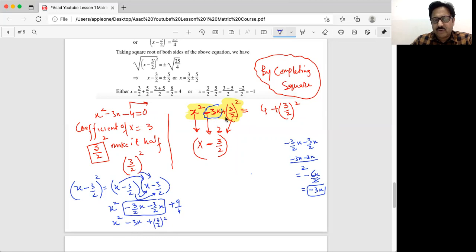Now compare these two things. Is it not exactly equal to this thing? So it's exactly equal to this thing. That's why I took it equal to this thing. मैंने इसको इसके बराबर ले लिया.